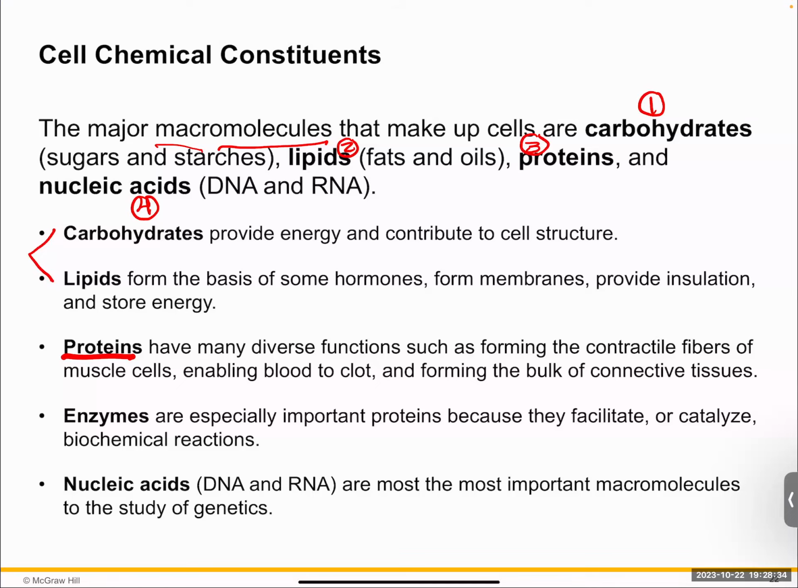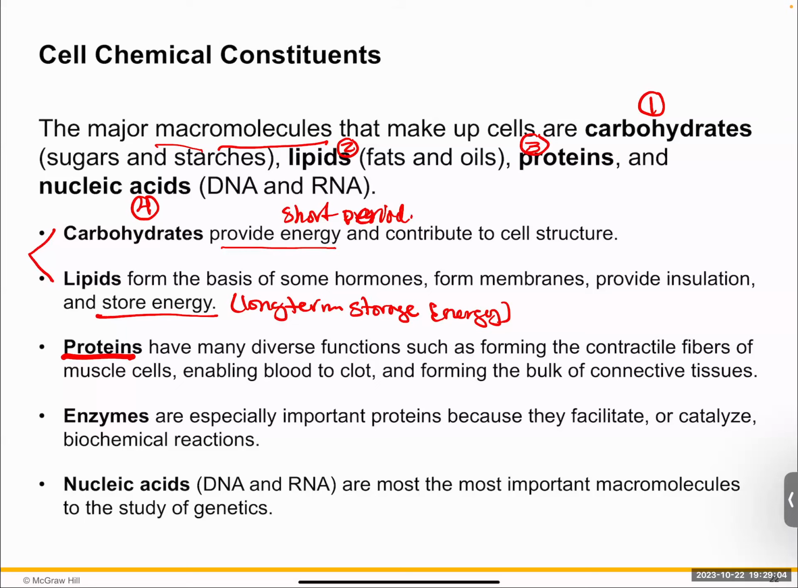Carbohydrates produce what we call energy for a short period of time. Lipids, on the other side, are going to store energy. So these are your long-term storage. And again, this is the storage of energy. Think about how your body stores energy if you consume too much food. It stores it as fat.